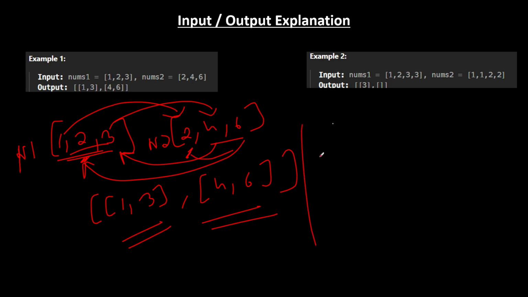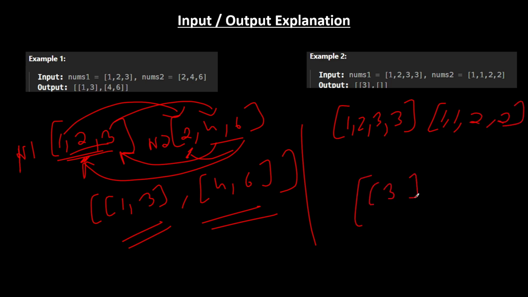Let's take the second example: 1, 2, 3, 3, and then 1, 1, 2, 2. Here you can see the output is 3 and empty. Why? You will be saying that we have 3 here and we don't have 3 there, so we have taken 3, but we have 3 again, right? Now we have to keep in mind, and it is not clearly said in the question, that if you have the same number multiple times, it is considered as one.